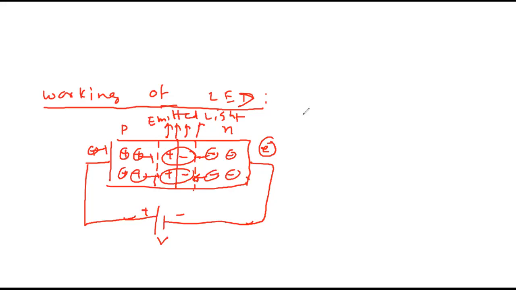The amount of light output is directly proportional to the forward current. Thus, the higher the forward current, the higher is the light output.